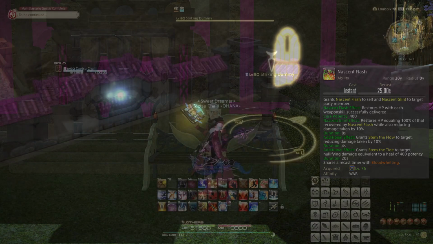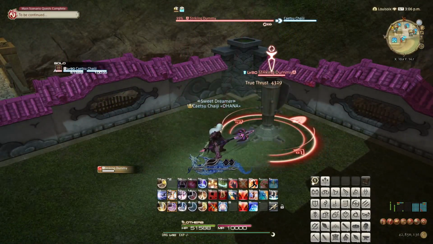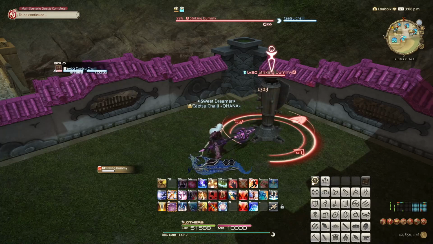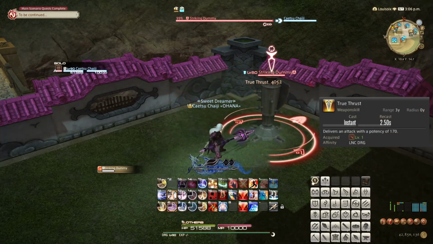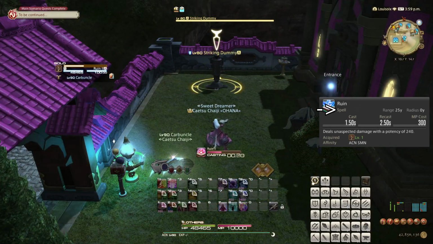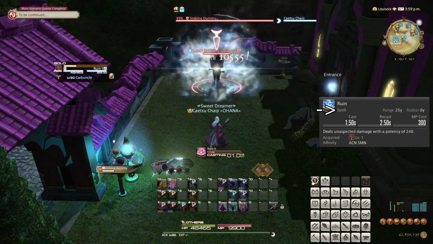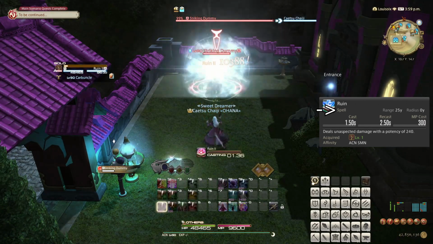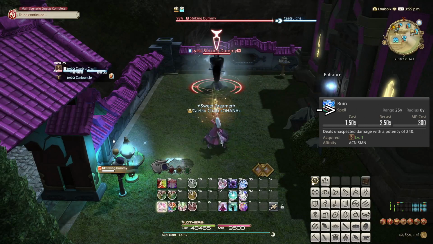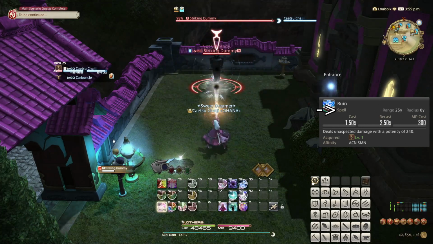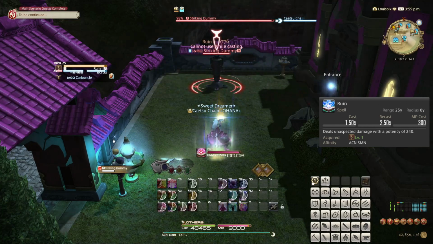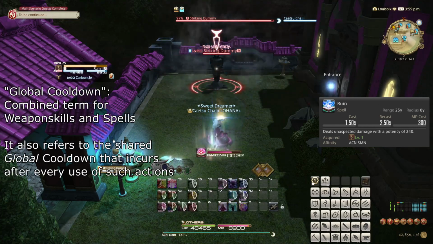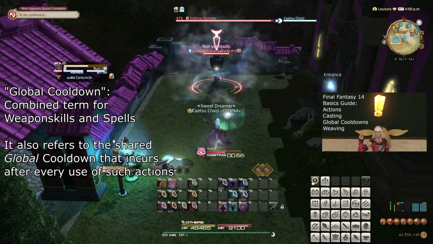tooltips. Now then, every job has at least one weapon skill or spell that simply does damage and can be used as much as you like. The Lancer's True Thrust will serve as the weapon skill example, while the Arcanist's Ruin will serve as the spell example. You can identify a weapon skill or spell by the tooltip denoting this just below the actual action name. And both weapon skills and spells fall under the more generally accepted concept known as Global Cooldowns, which I cover in more detail in this separate video.